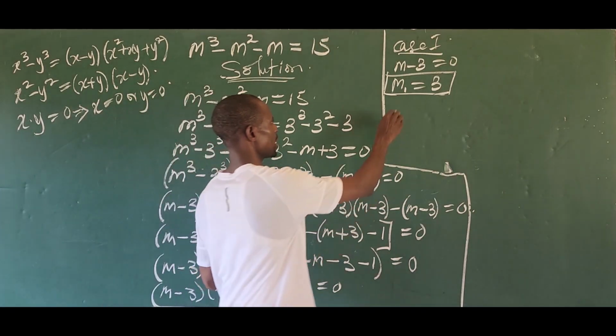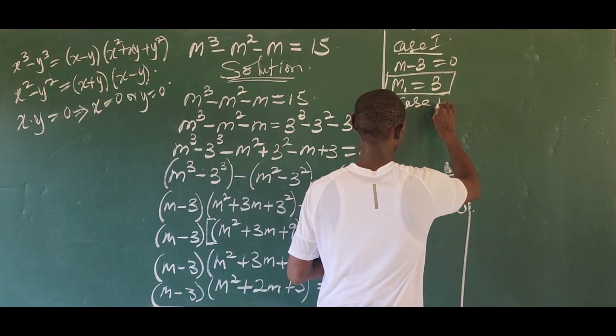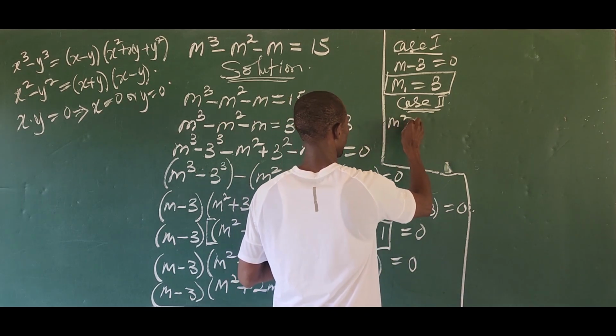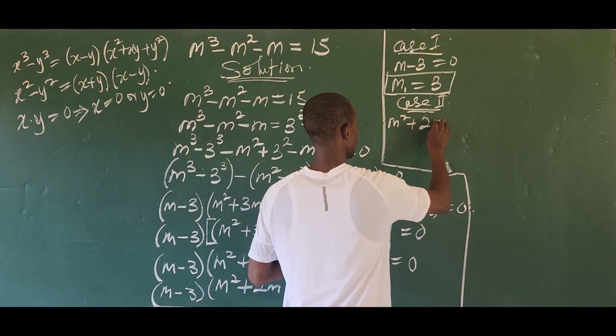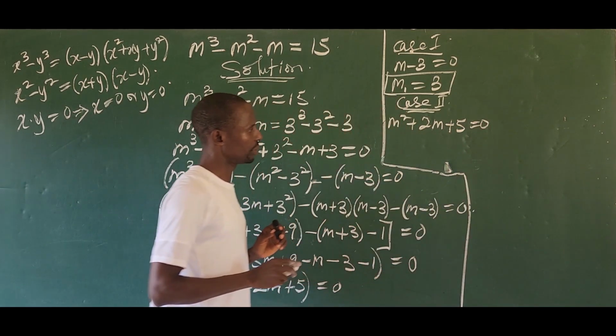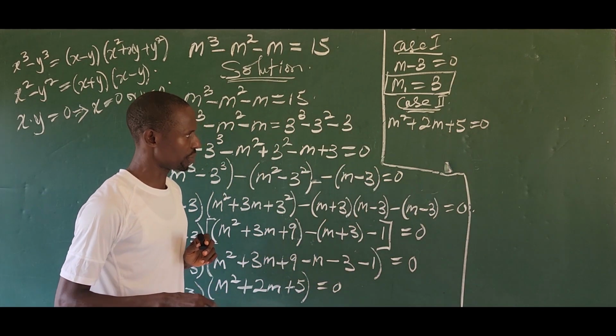So our case 2, we have m to the power of 2 plus 2m plus 5 equal to 0. In this case, we want to use the formula method.